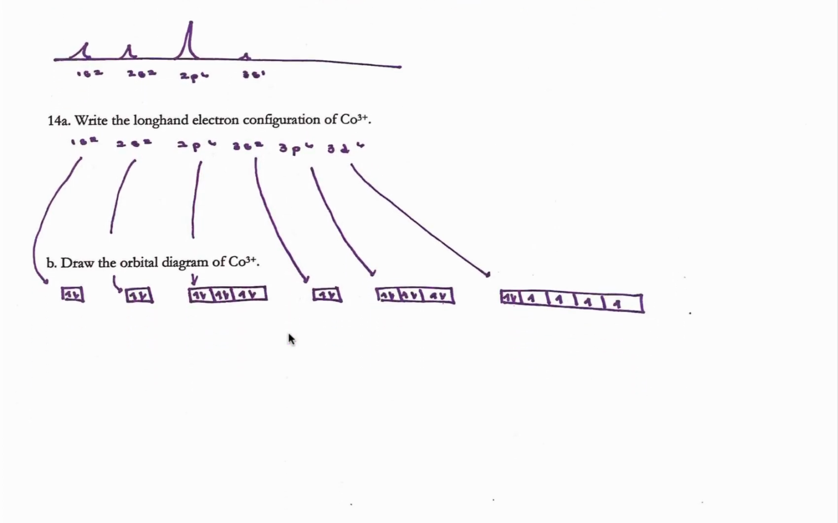Finally, for 14A, Cobalt 3+, the most common mistake that students make, they say, okay, I've got 3p6, 4s2, 3d7 for Cobalt, and they take 3 electrons away from 3d. Remember, when you're taking electrons away from an element, you need to remove them first from the highest energy level. So 4s is the highest energy level, so you're going to remove it from 4s first. So I got rid of my 2 electrons from 4s, and then I removed 1 additional electron from the 3d sublevel. Okay, and then I drew my orbital diagram here for you to see.